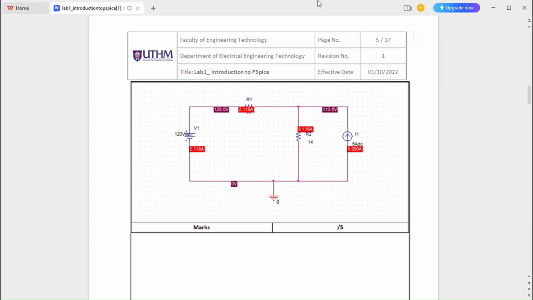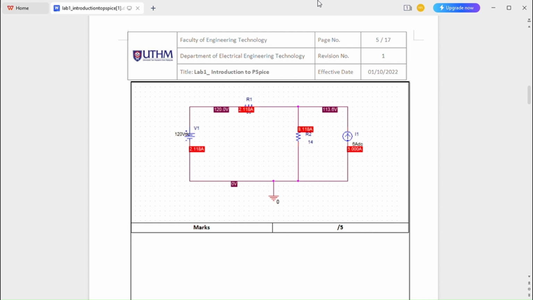This is a DC circuit with a DC voltage source V1 providing 120 volt, two resistors R1 and R2, and a DC current source I1 set to provide a constant current of 3 ampere. V1 is connected in series with resistor 1, R1, a resistor whose value we need to determine.